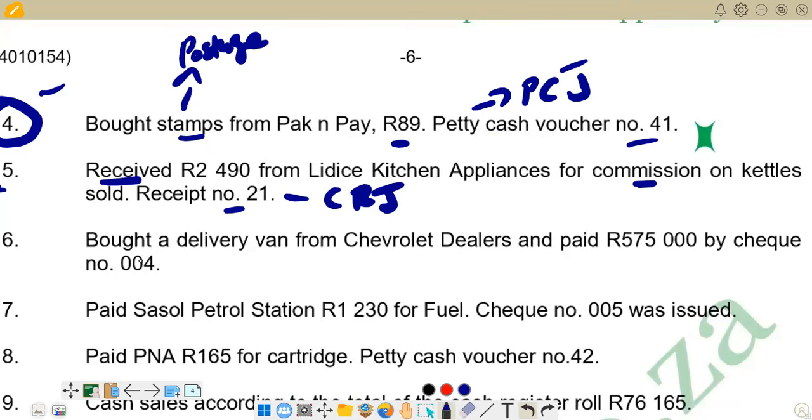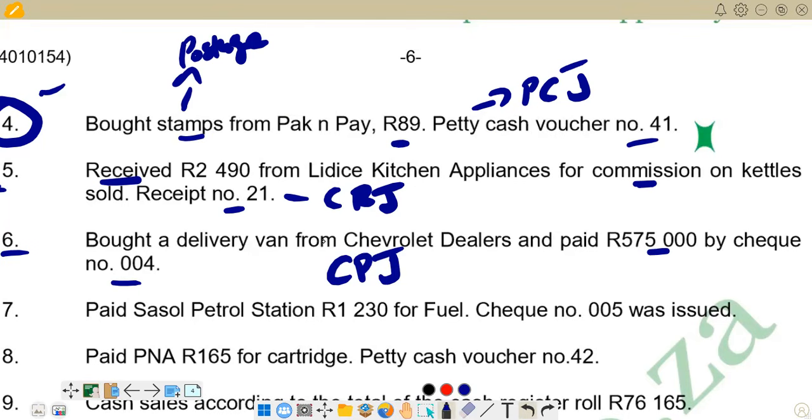Bought and delivered from Chevrolet dealers and paid 575,000 rands by check number 004. Document number, date, and then the amount is here. And then here we are buying. So what does it mean? This is a payment, obviously, of 575,000. So this one is cash payments journal, and you go to the cash payment journal and input those figures.